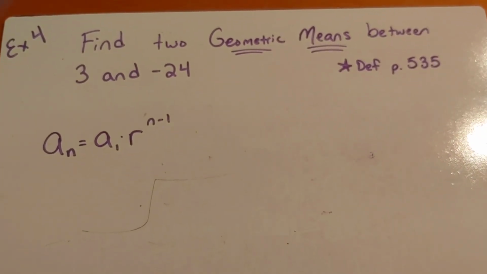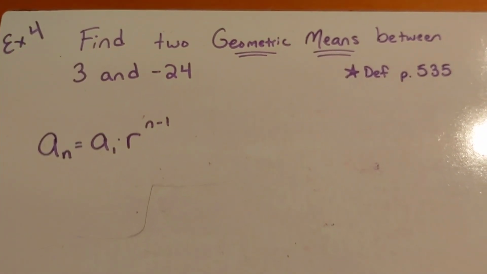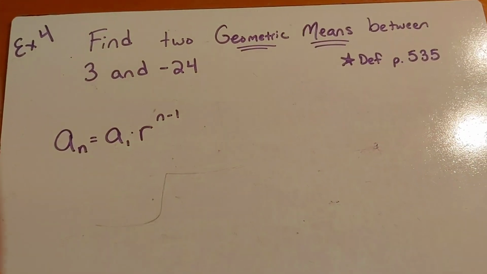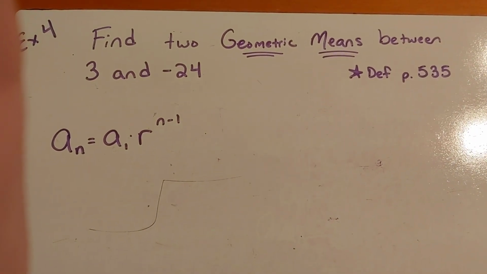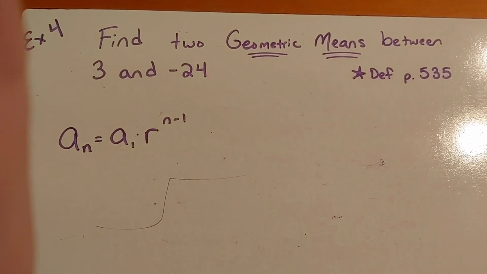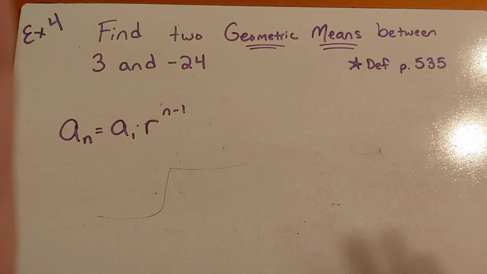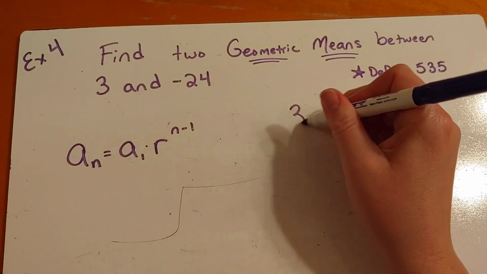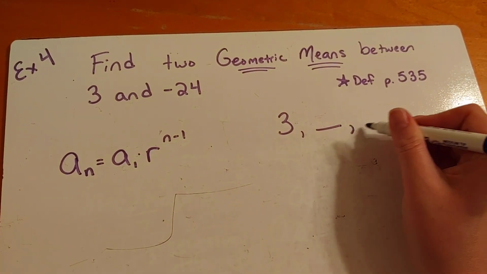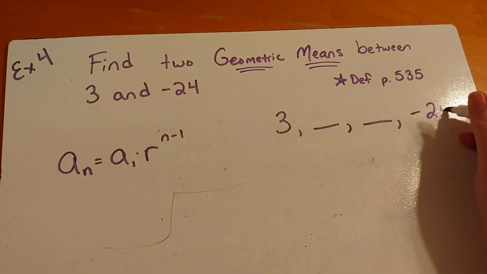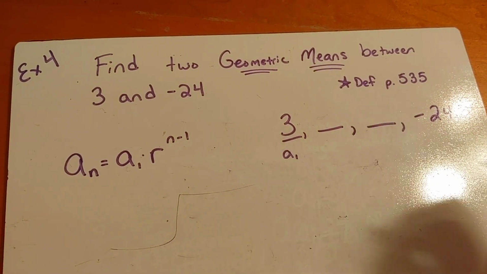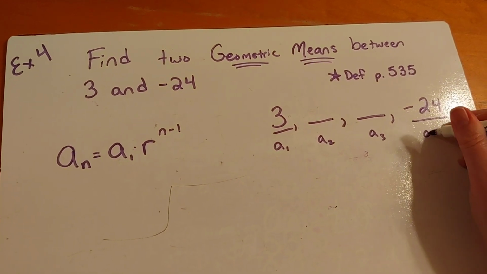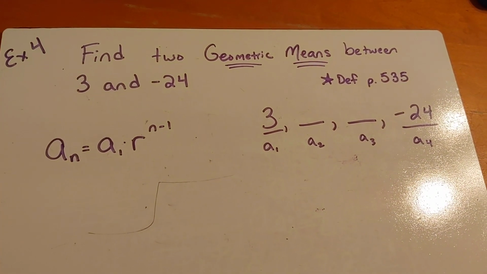Moving on to example 4. Find two geometric means between 3 and -24. There is a definition for geometric mean on page 535 at the top. The terms between two given terms of a geometric sequence are called geometric means. Works just like arithmetic means, but you're multiplying to get to the next number. So in this case, we're going to have a 3, something, something, and a -24, which means I know my first term is 3. I don't know my second term. I don't know my third term. My fourth term is -24.